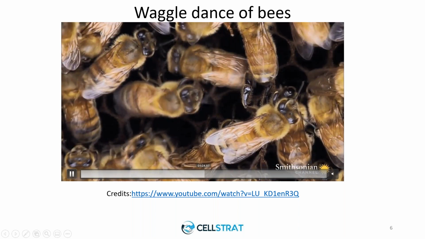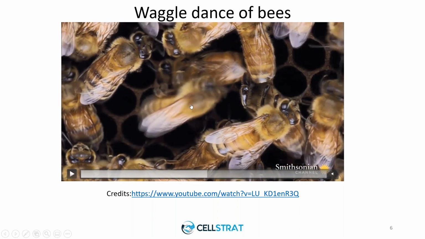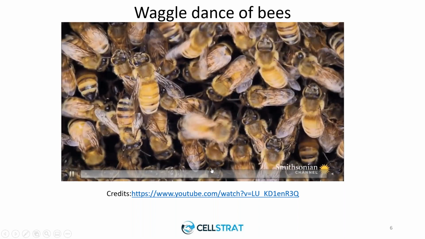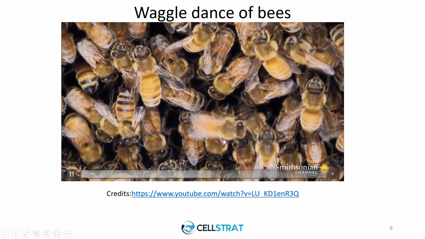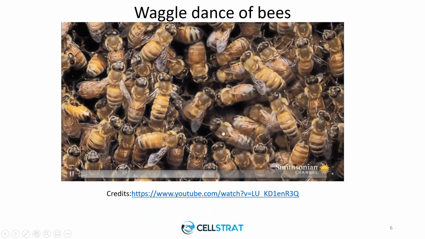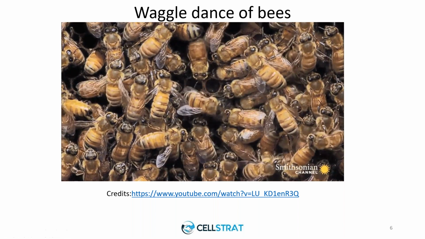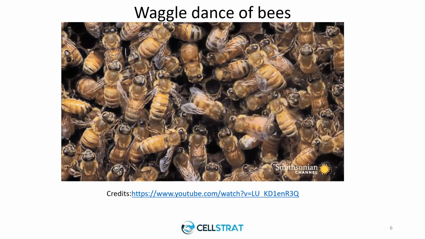So basically this is the bee which has gone and found out where the food is. Now it is trying to communicate this to the bee colony. You can see that this particular bee is first trying to catch the attention of the other group of bees.